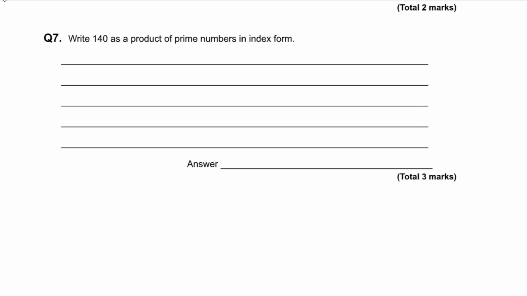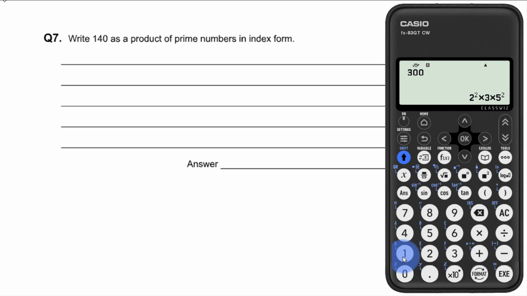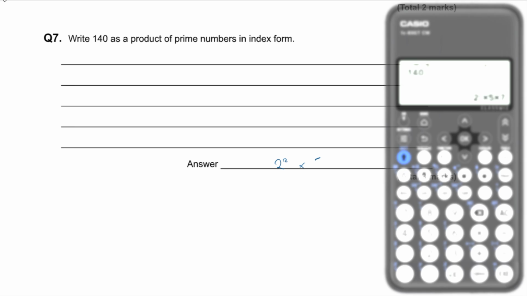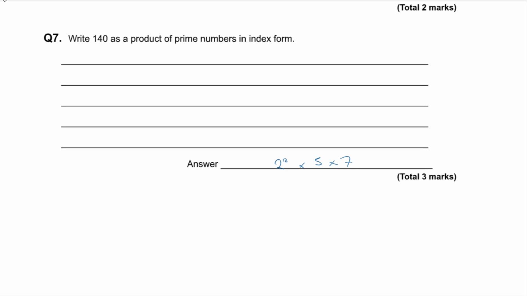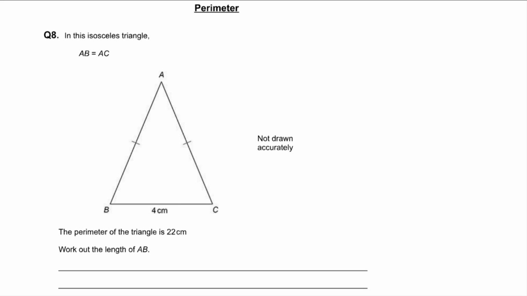I'm just going to press 140 and then execute, and then I'm going to press the format key and then turn it into a product of primes. If you don't have this newer calculator, just use the fact key again. Now you can see it's already given it to me here in index form. I just need to copy down what's on the screen for 3 whole marks. So that's just 2 squared times 5 times 7 for a quick tap onto the calculator. Very nice. Okay, on to the next section, which is perimeter.